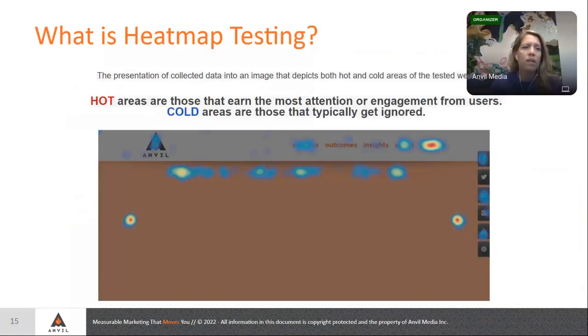Perfect. So then the last section that we'll touch on will cover heat map testing, which is one of my favorite things to do at Anvil Media. When we are talking about heat map testing, this involves the collection of data into an image that will tell us where the hot areas of that web page are and where the cold areas are. Somewhat obvious in terms of the naming, the hot areas are where users are really gravitating towards, their attention is mostly directed there, or that's where the users are engaging with site elements the most. And any cold areas are areas of the web page that are typically getting ignored.